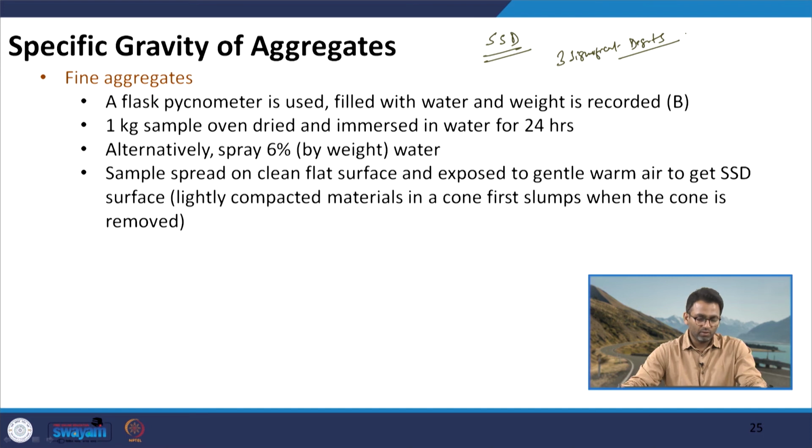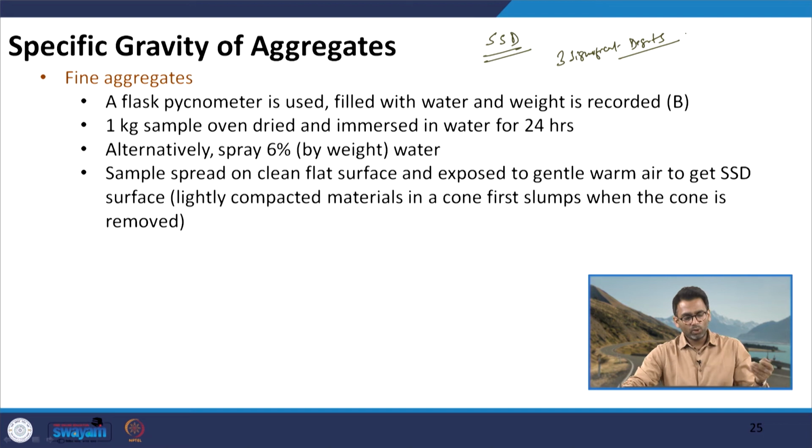But in fine aggregates it is not very simple, because let us say you take a cloth to saturate surface dry. Because these are very fine materials, there can be loss of material on the surface of the cloth itself. So, you will end up having wrong results.